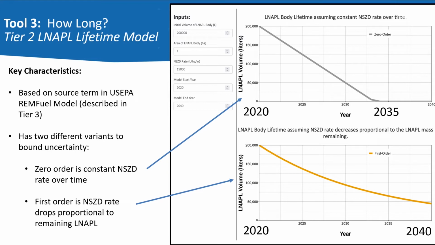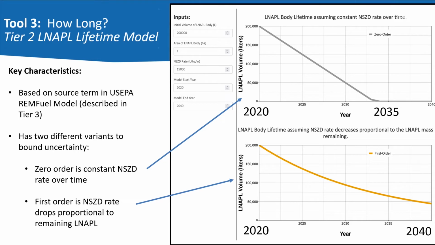The top one assumes a constant NSZD rate over time. You can see that the LNAPL mass just gets down, and it suggests that if that rate is sustained over that time period, the LNAPL will basically be gone by the year 2035 in this hypothetical example. But the other model says the NSZD rate decreases, and it's proportional to the LNAPL mass remaining. And it says, no, that's going to extend on beyond the year 2040.